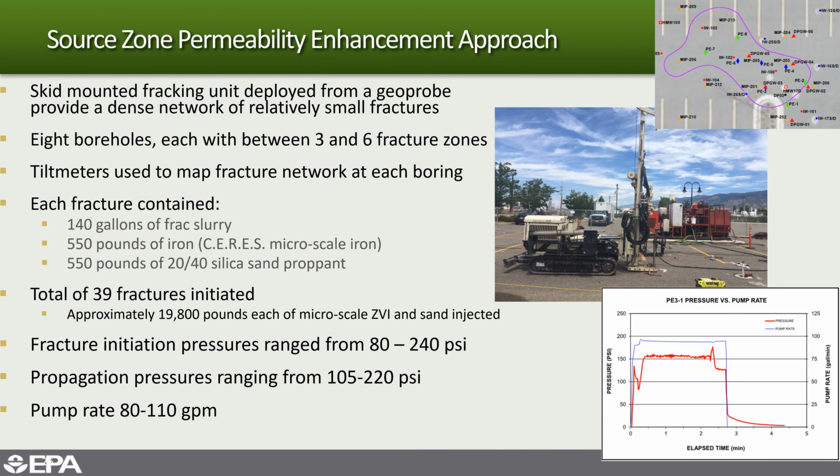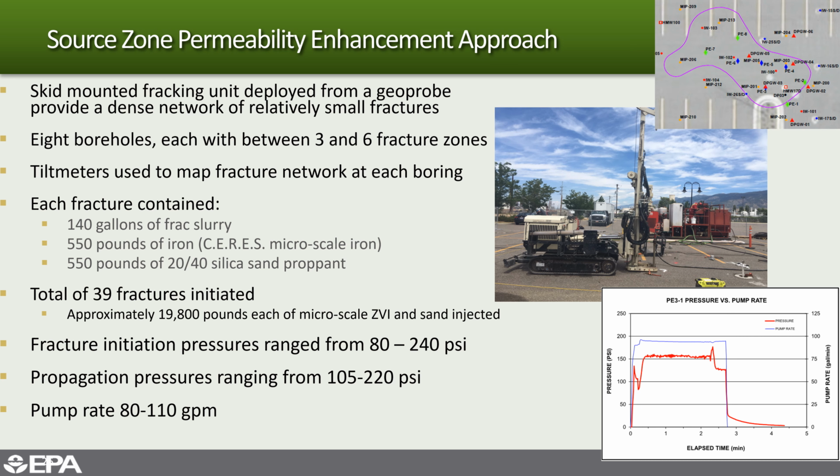So what does the source zone permeability enhancement approach look like? Well, here we have a number of pictures, but essentially we are using a small skid-mounted fracturing unit shown here in the background, and all of those various amendments in the slurry can be delivered through a Geoprobe platform. In this case, a small track-mounted Geoprobe is sufficient to deliver the amendments.